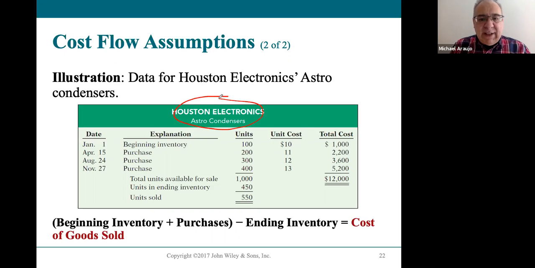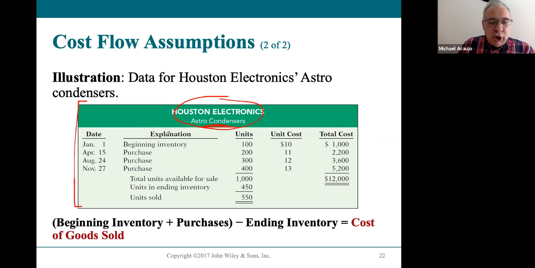If you do not have a list of inventory in front of you, you can't do any of these methods. So make sure you know step one is you need the list of inventory. So here your book shows this company, Houston Electronics, and their product, Astro condensers. I think it's sort of a play on words, but it is what it is.